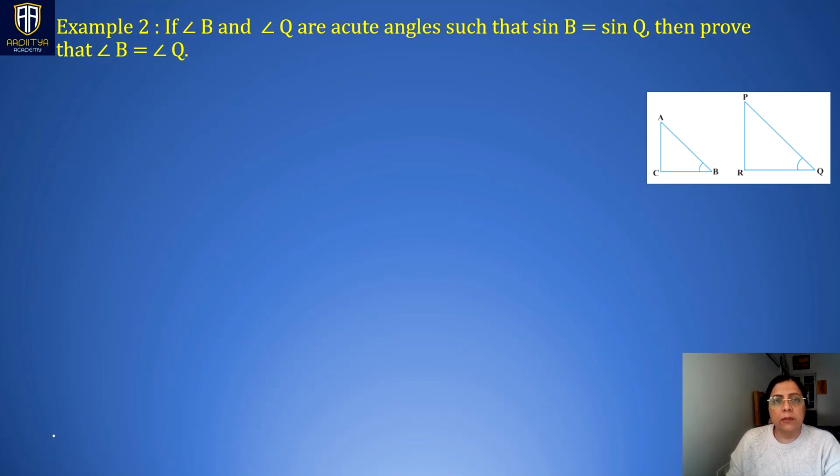Next is, if angle B and angle Q are acute angles such that sine B is equal to sine Q, then prove that angle B is equal to angle Q. Now here we have two different triangles in which two angles are given such that their ratios of sines are equal. Then we have to prove that. This is the converse of the result that I have told you.